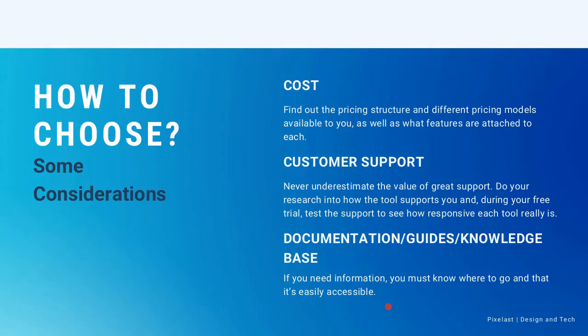The other thing is documentation, guides, and knowledge base. If you need information, you want to know where to go and that it's easily accessible. I was talking about those communities. One thing that Articulate has is user guides. Now they're digital, but they have user guides for each of their different products. So for each iteration of their product and their different versions, you can go in and actually get step-by-step guides on how to do things. So having that is really, really valuable.